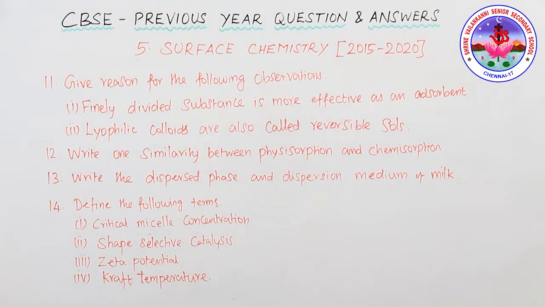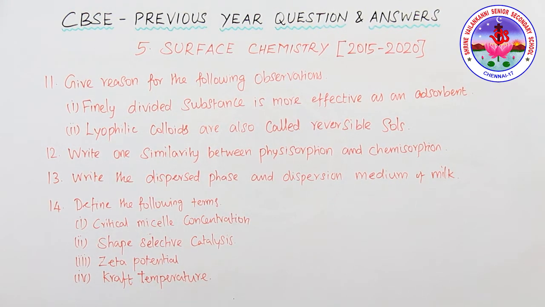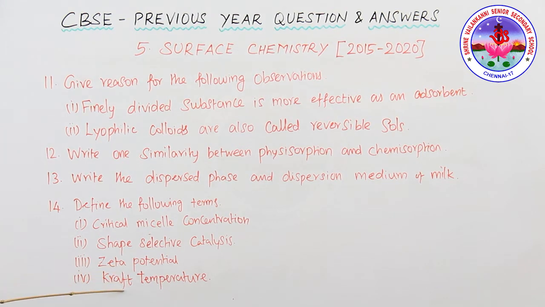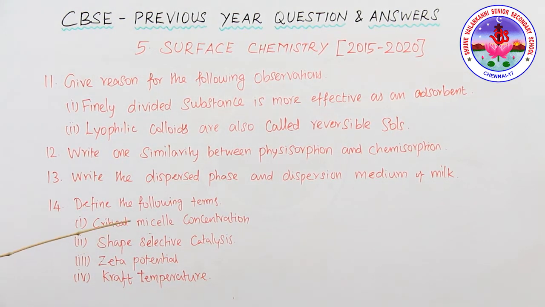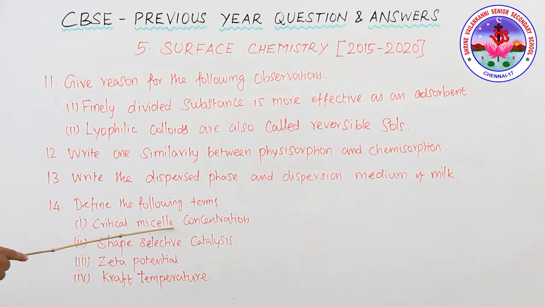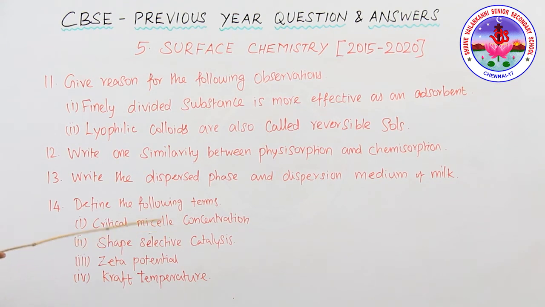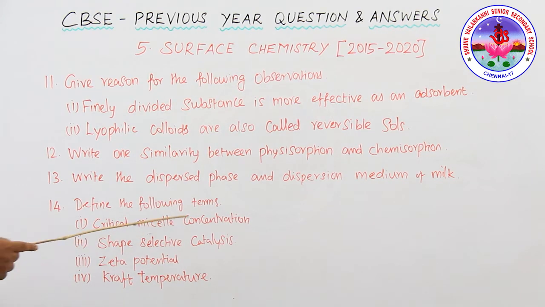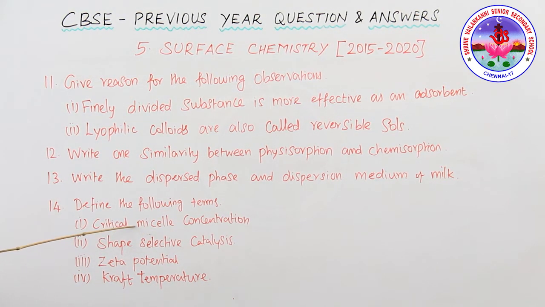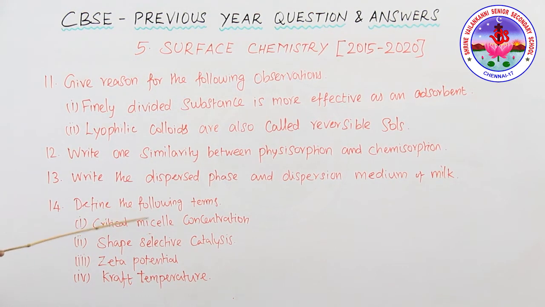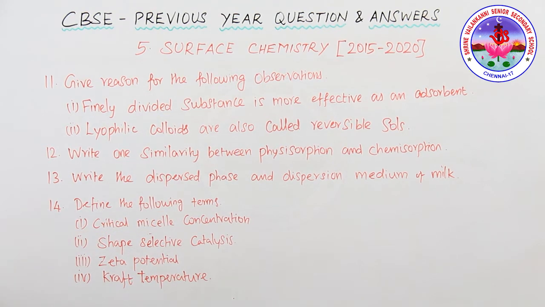Then the 14th question is: define the following terms. First, critical micelle concentration, shape selective catalysis, zeta potential, Kraft temperature. First, the critical micelle concentration. The critical micelle concentration is the minimum concentration at which micelle formation takes place. So this is called CMC, that is, critical micelle concentration. I will repeat this. The minimum concentration at which micelle formation takes place is called CMC, or critical micelle concentration.